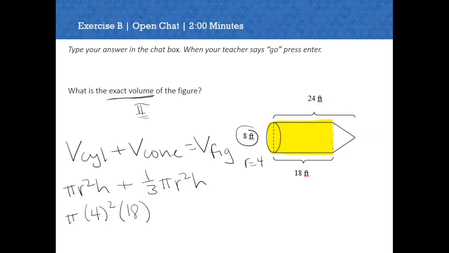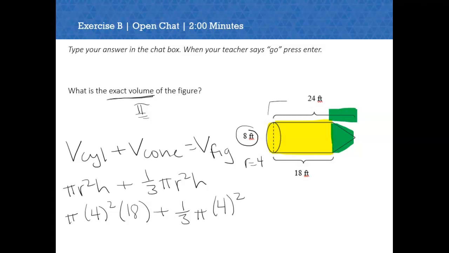So that's the cylinder. The cone, 1/3 pi. Radius is still 4 because this didn't change. Now the height of this one, let me highlight this. We see it's just this part. That's the height. So this part, how do we find that?